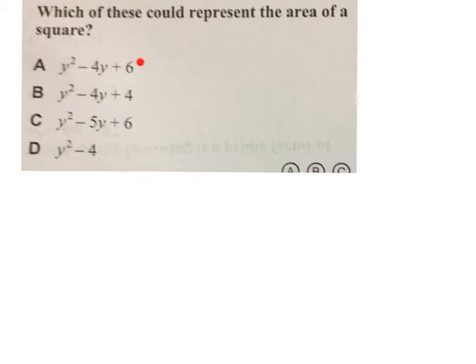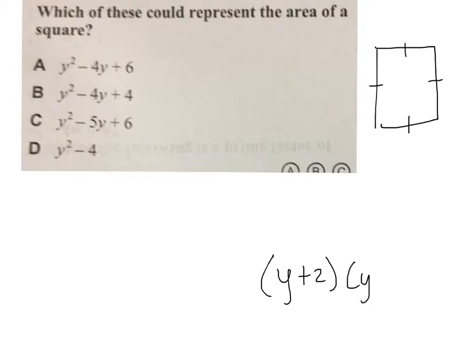Now, what that's telling me is I've got to factor all 4 of these, right? And if it's a square, then I know all 4 sides are what? Equal. So I need something that looks like maybe y plus 2 times y plus 2, right? I need both binomials to be identical, don't I? If it's going to be the area of a square. Okay, so let's factor the first one.